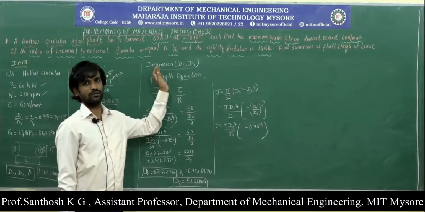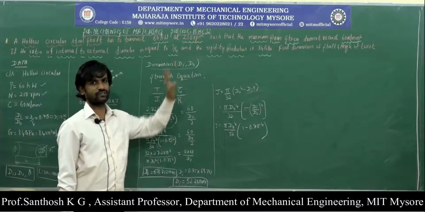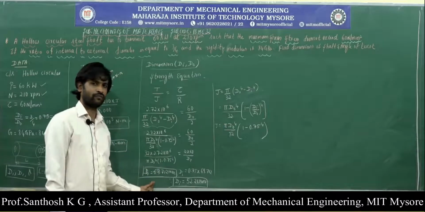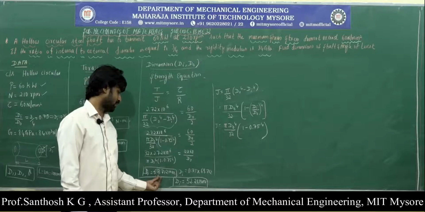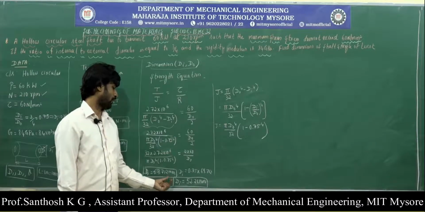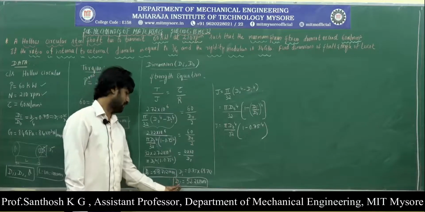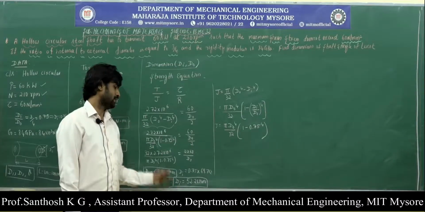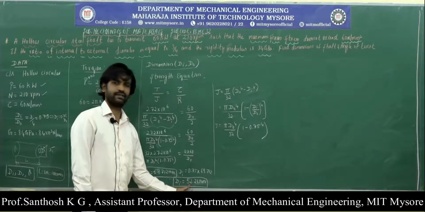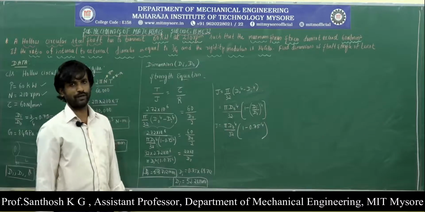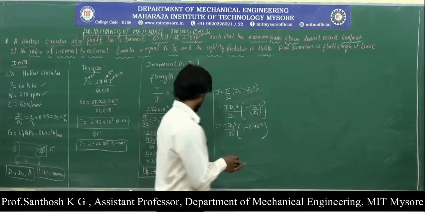Thereby we got the dimensions di as well as d naught. The value of d naught, which represents the external diameter, is 69.712 millimeters, and di, which represents the inner diameter of the hollow shaft, is equal to 52.28 millimeters.